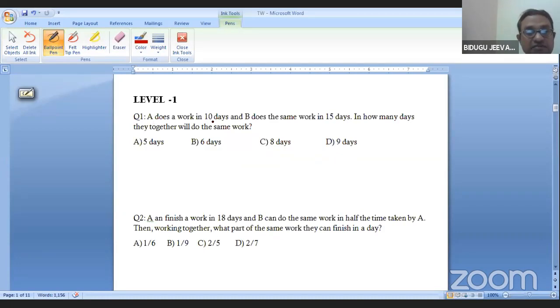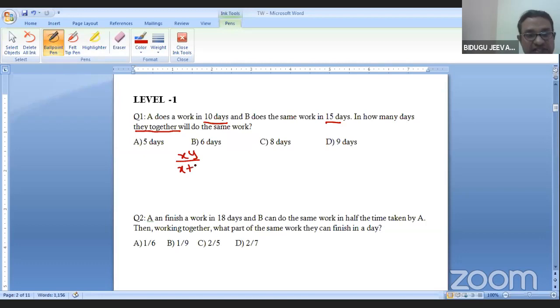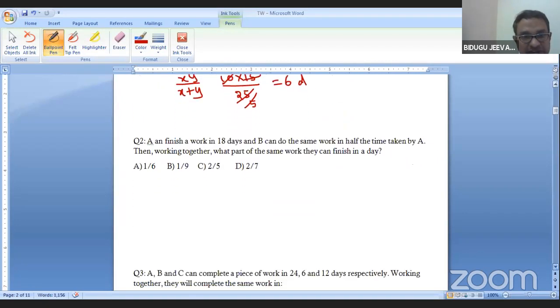A does a work in 10 days. B does the same work in 15 days. How many days can they together do it? What is the rule? I said xy by x plus y. So 10 into 15 by the total, 25. 5 5s, 5 3s, 5 2s. So 6 days. Clear enough? I think you are following my point.